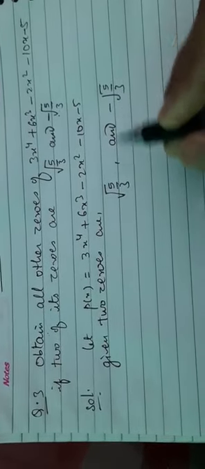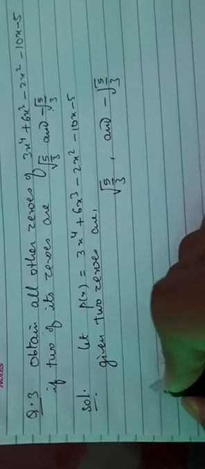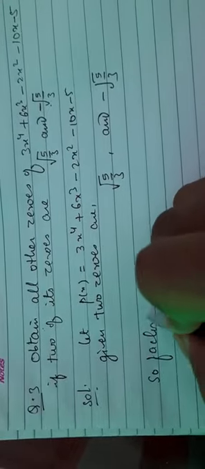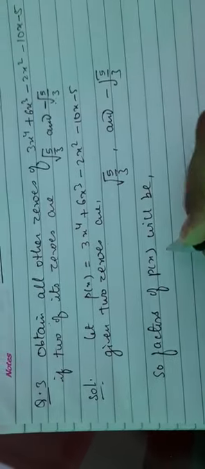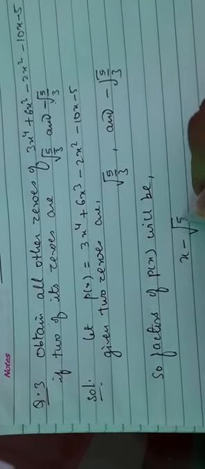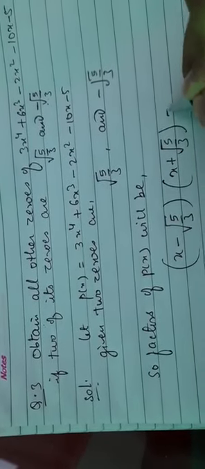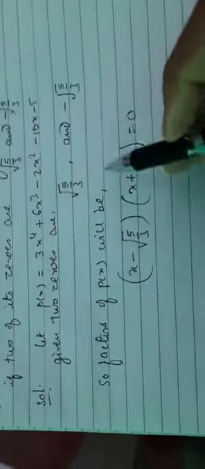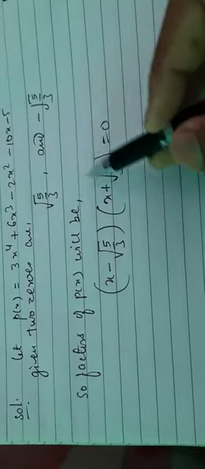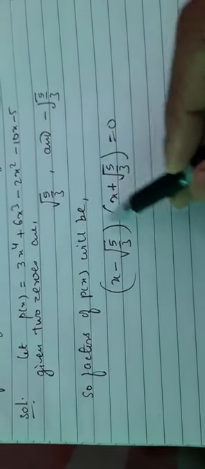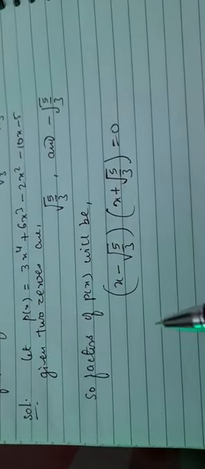Firstly we will convert these zeros into the form of factors. Factor means in terms of x, so the factors of p(x) will be x - √(5/3) and x + √(5/3) equal to 0. How did these factors come? If the zero given is positive we take the opposite sign, negative, and if it is minus then we take plus. So x - √(5/3) and x + √(5/3) equal to 0. These are the factors.